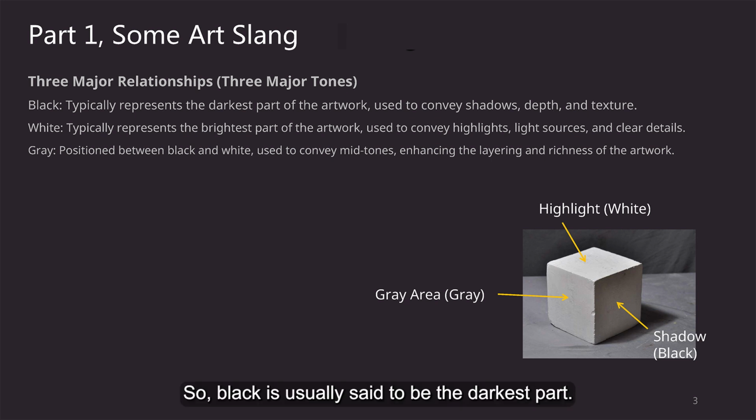So black is usually said to be the darkest part of the picture. And white is the brightest part, also the part that receives light. Black is the shadow part, shadow or backlight. And gray is the part between the light and the backlight. So this concept is a very, very important concept that directly runs through our entire art career. The concept of black, white, and gray exists throughout.